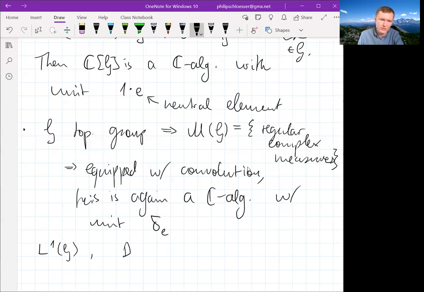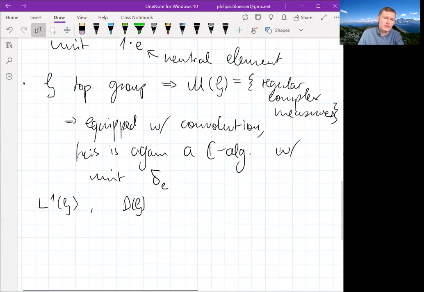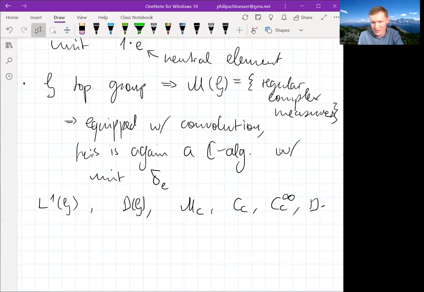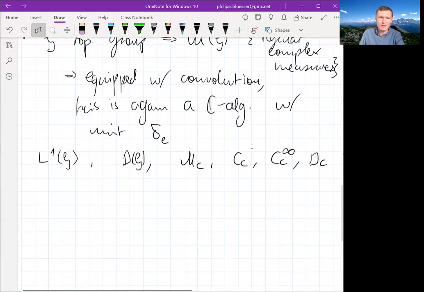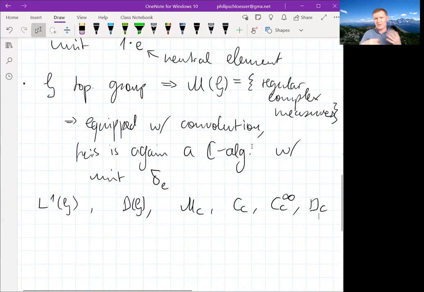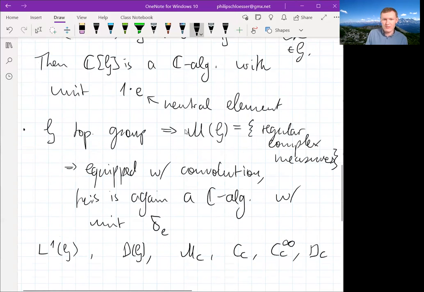Or if we have a Lie group, we could do distributions with convolution, and we could do compactly supported measures, compactly supported continuous functions, compactly supported smooth functions, compactly supported distributions, whatever. There's a whole lot of things that we could also reasonably define as group algebras, and they encode the extra information we have about the group. So if we look at the measures, we have a topological structure. These measures encode that the group is also topological.